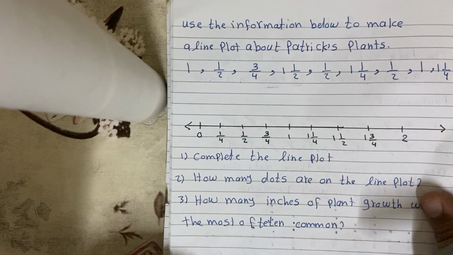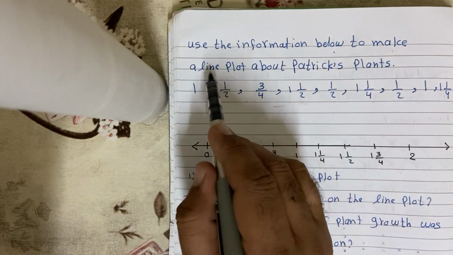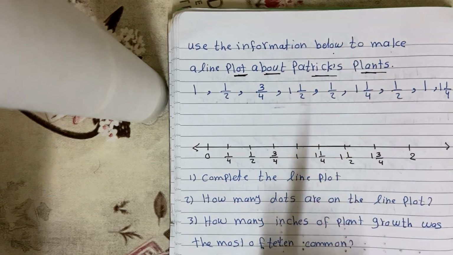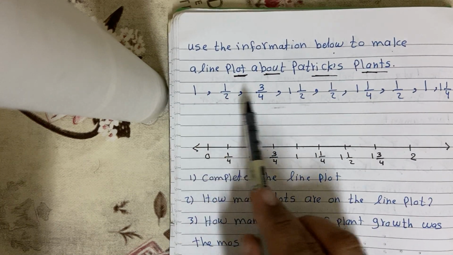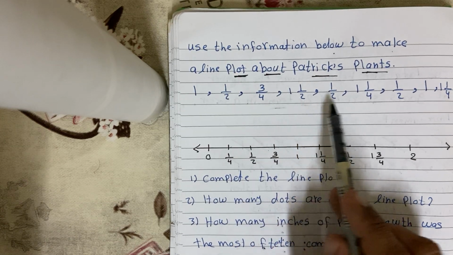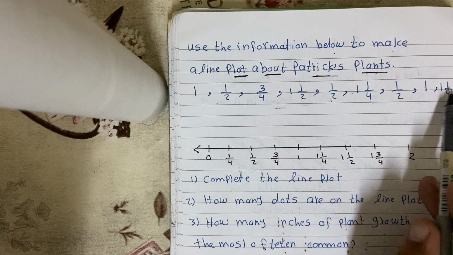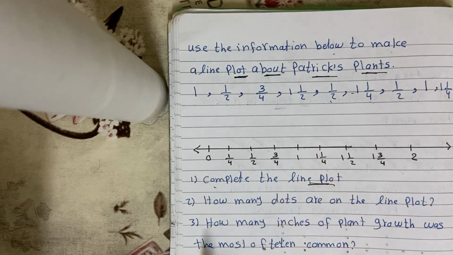Let's move to another exercise. Use the information below to make a line plot about Patrick's plants. Here we have some data: 1, 1/2, 3/4, 1.5, 1/2, 1.25, 1/2, 1, 1.25. Make the line plot. Complete the line plot.